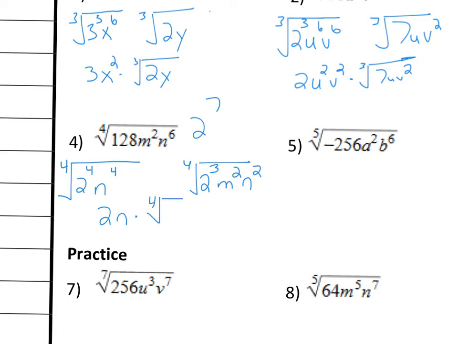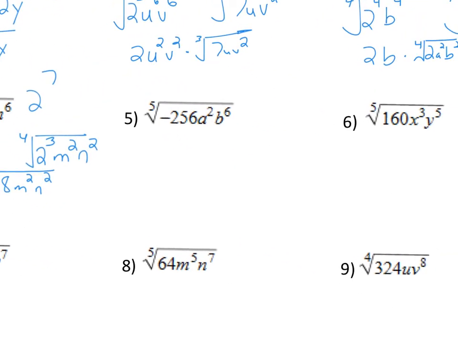So fourth root of, copy everything inside. Now 2 to the third I shouldn't have copied because we all know what 2 to the third is. It's 8. And then m squared, n squared, we just copy. And that should be it. Okay, let's try another one.